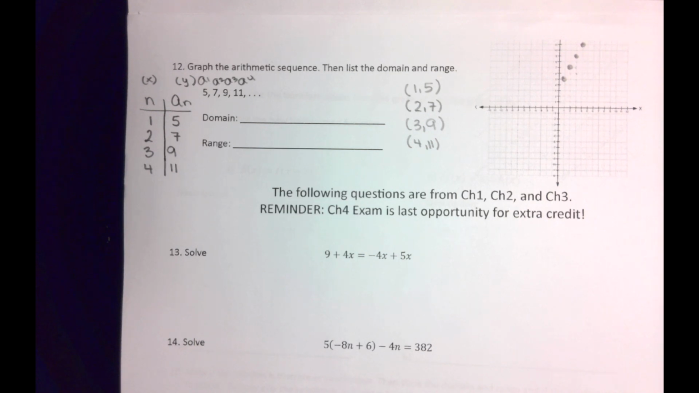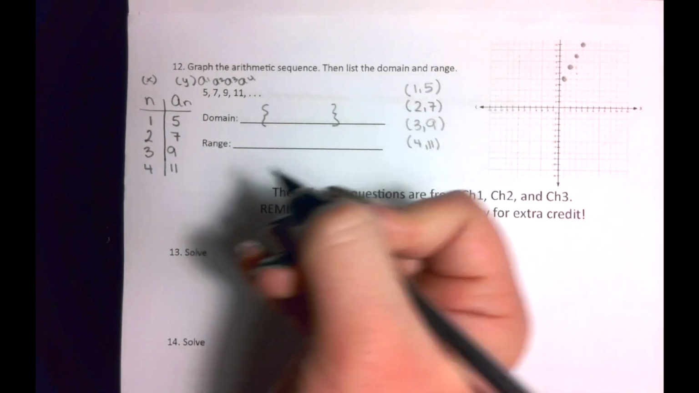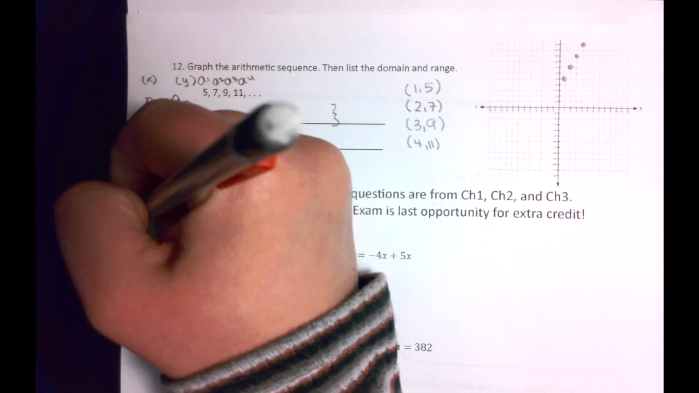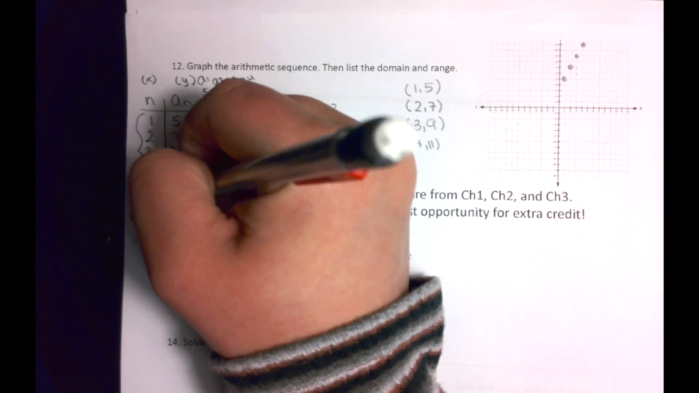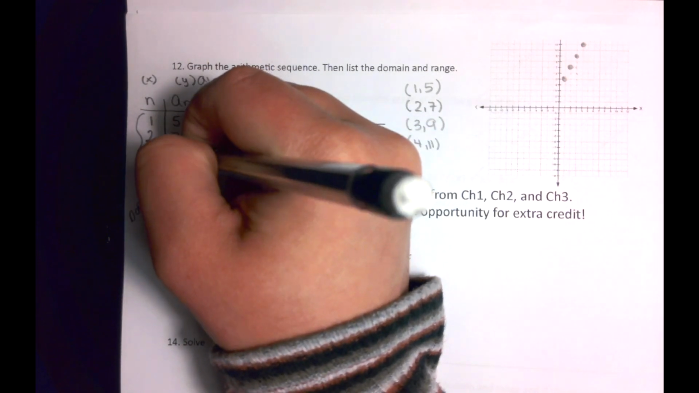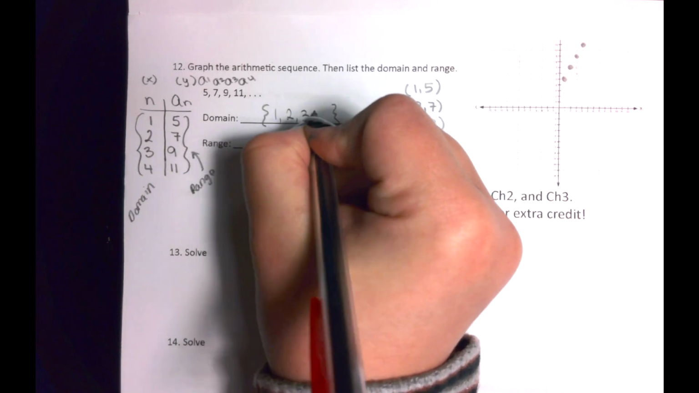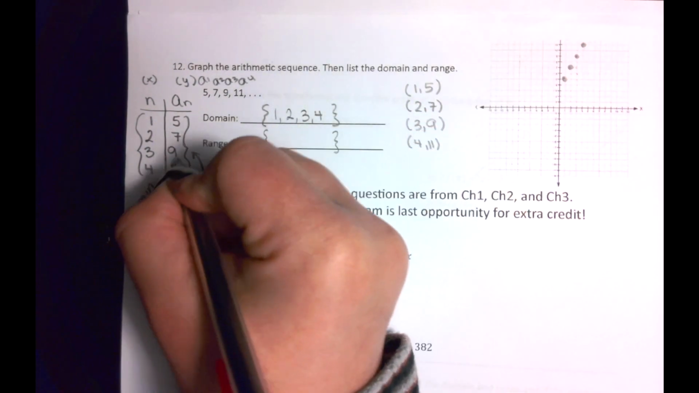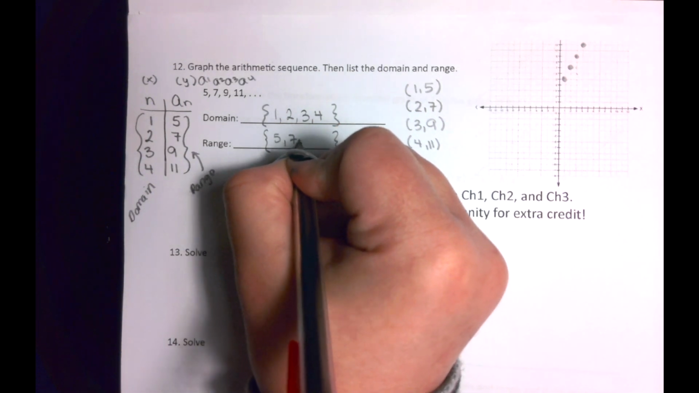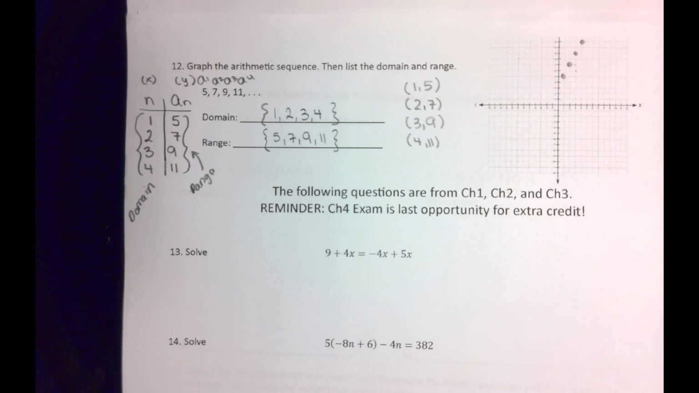So for a discrete domain and range, you're going to start off with squiggly brackets. You're going to take your x's, your inputs, and then you're going to list them out. So what's the smallest number? 1, then 2, then 3, then 4. For the range, same thing, squiggly brackets. What's the smallest number? 5, then 7, then 9, then 11. No repeated numbers are allowed, always from the smallest to the largest number.